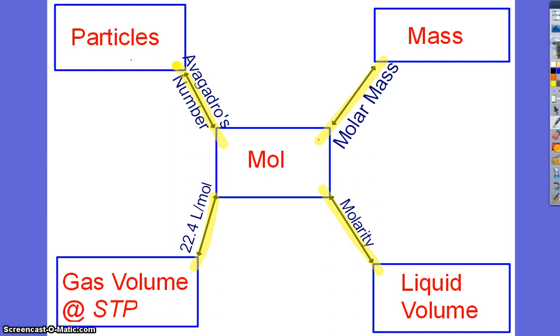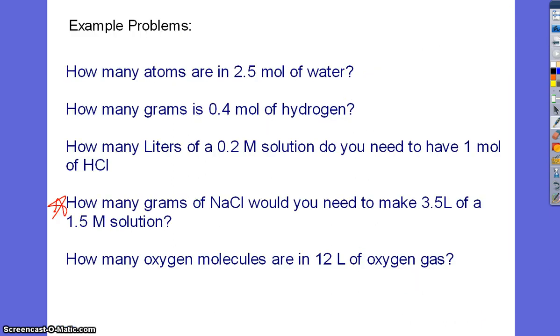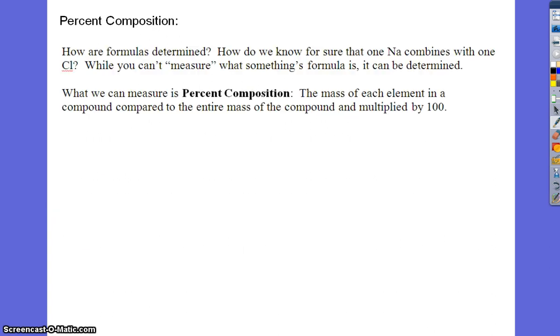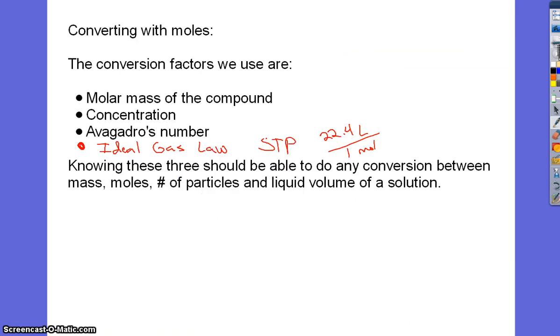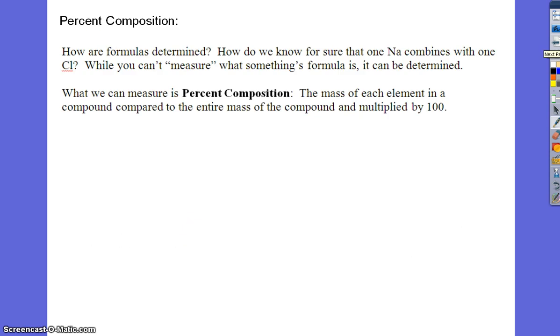So I'm going to go back and look at where I am trying to go. It says how many grams, so if I go back to this, I want to know mass. That's where I'm trying to get. So to get mass, I'm going to have to go this way. So I'm going to need to use the molar mass.